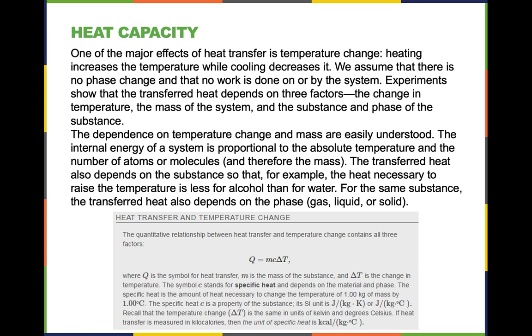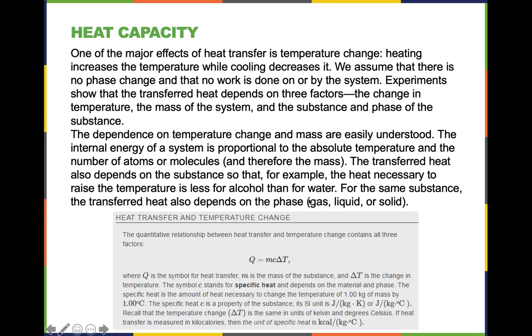So now we go into heat capacity. One of the major effects of heat transfer is temperature change. Heating increases the temperature while cooling decreases it. We assume that there is no phase change and that no work is done on or by the system. Experiments show that the transferred heat depends on three factors: the change in temperature, the mass of the system, and the substance and phase of the substance.